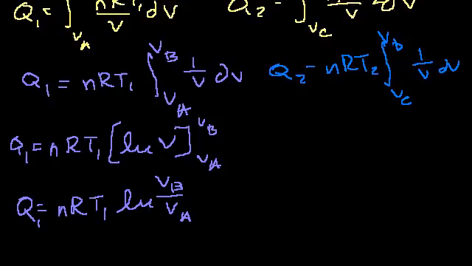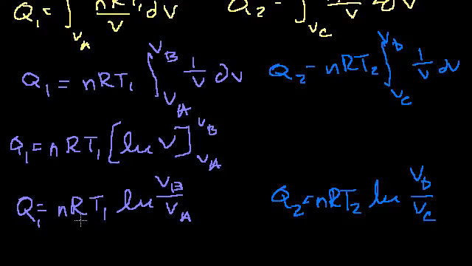Now, the same logic, q2 is going to be equal to what? q2 is going to be equal to nRt2. Now, the only difference with this integral is where I had vb, now I have vd. Sorry. So now then it becomes natural log of vd, and where I had va, now I have vc. So over vc. All right.